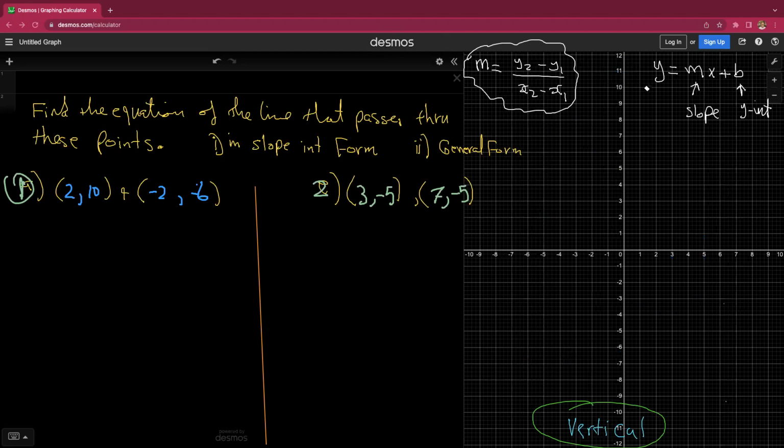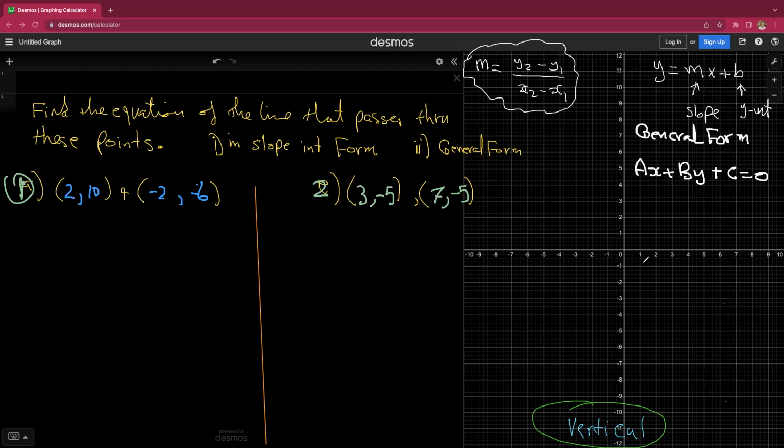Okay, so this is the slope intercept form. And the general form is AX plus BY plus C equals 0. Now, if I have 2 points on the graph, I could find the slope first and then find the equation in this form and then switch this equation to this equation.